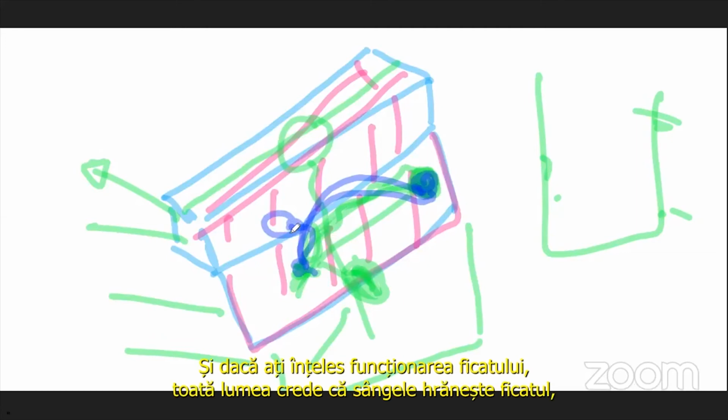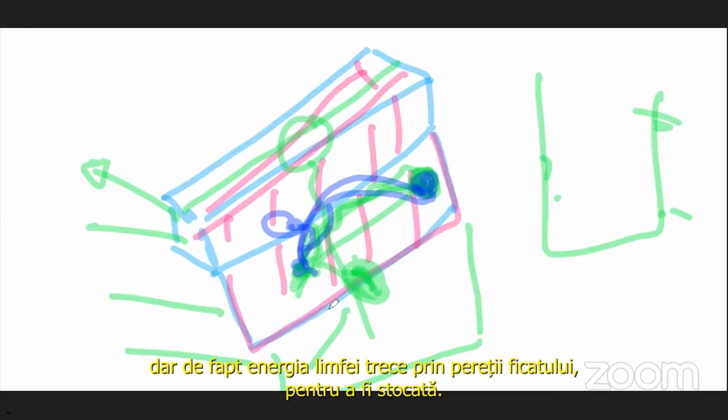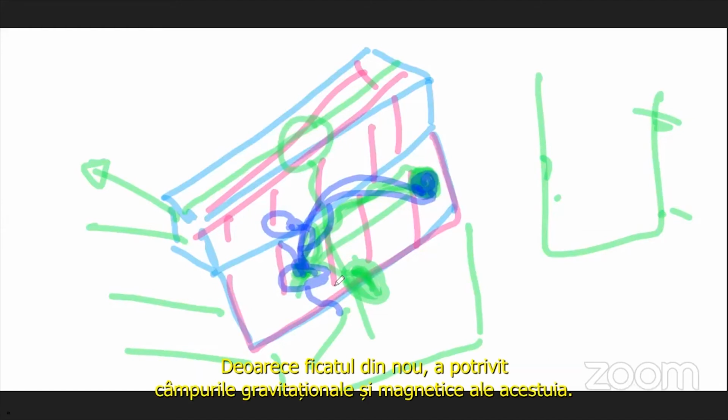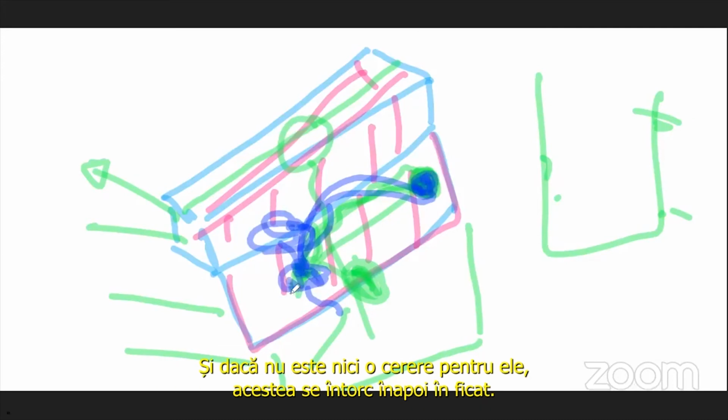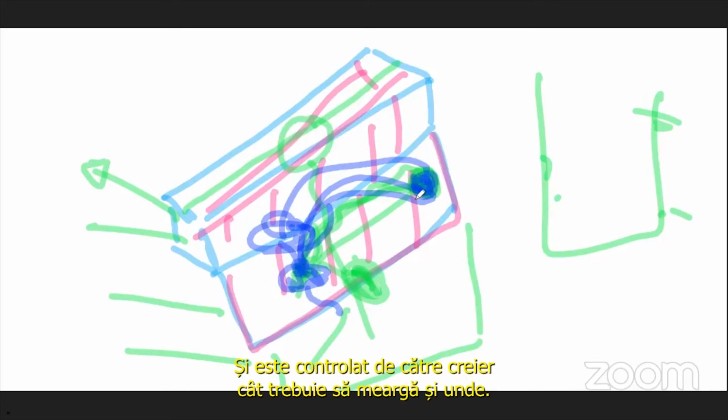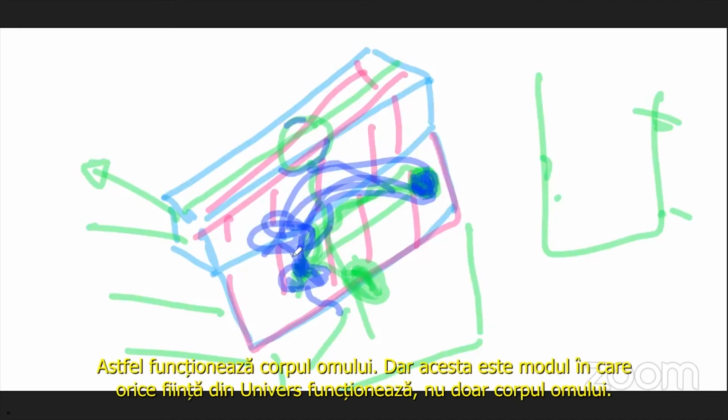And if you understood the work of the liver, everybody thinks that the blood feeds the liver, but in fact, the energies from the lymph pass across the wall of the liver to be stored. Because the liver again has a matching gravitational magnetic field of this. When there is no food, it goes up on the liver. And it's controlled by the brain, how much needs to go where. This is how the body of the man works. But this is how every being in the universe works, not just the body of the man.